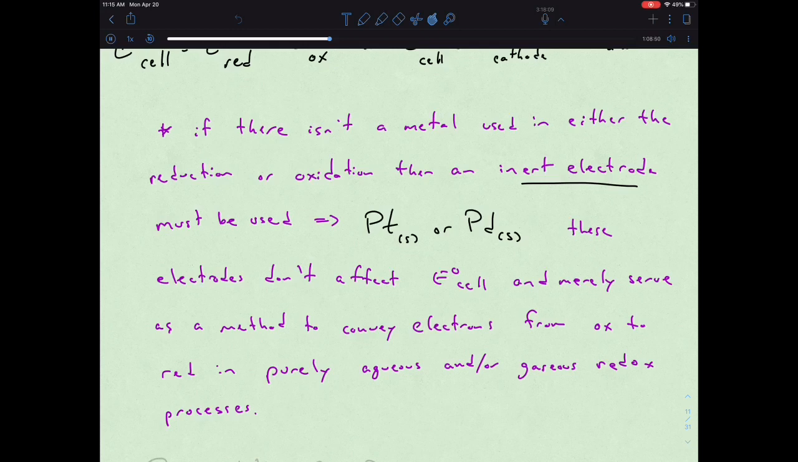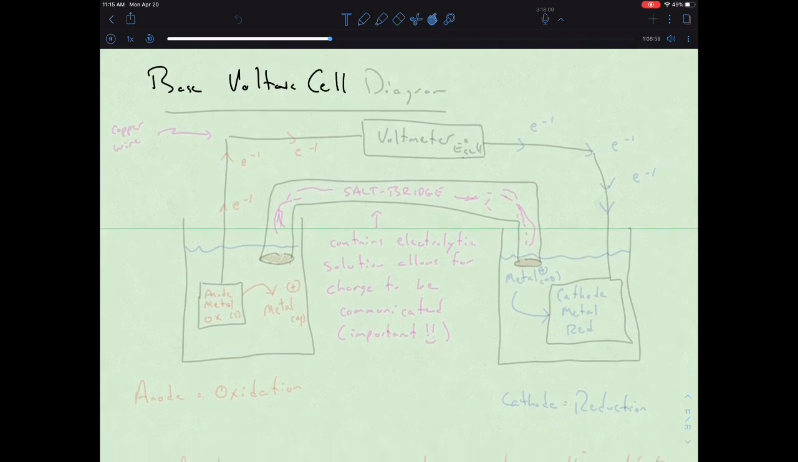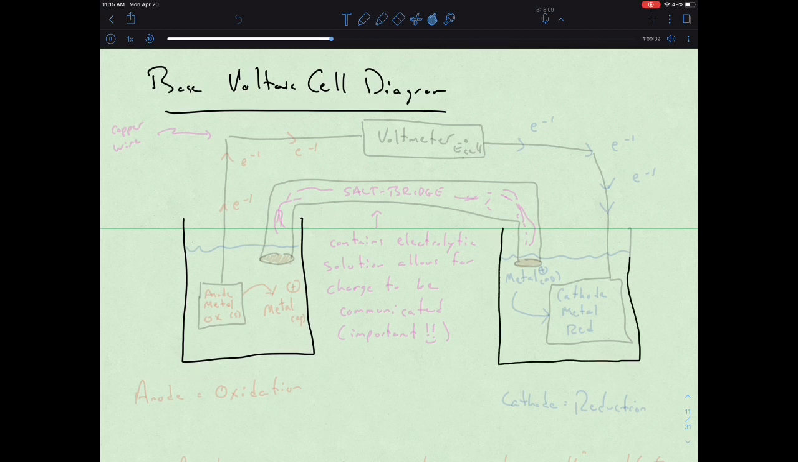So, as far as our base cell diagram or base voltaic diagram, a way to represent this would be two beakers, where we have an anode side of things and a cathode side of things.